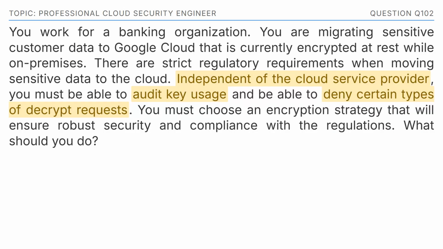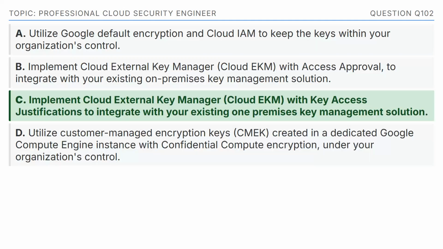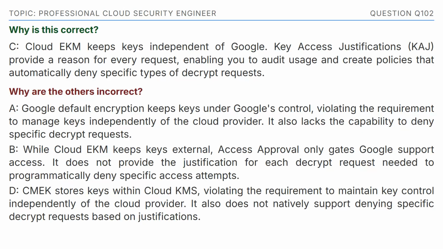To arrive at the correct answer, we focus on the keywords: independent of the cloud service provider, audit key usage, deny certain types of decrypt requests. The correct answer is option C, implement Cloud External Key Manager, Cloud KMS, with key access justifications to integrate with your existing on-premises key management solution. Why is this correct? C. Cloud KMS keeps keys independent of Google.